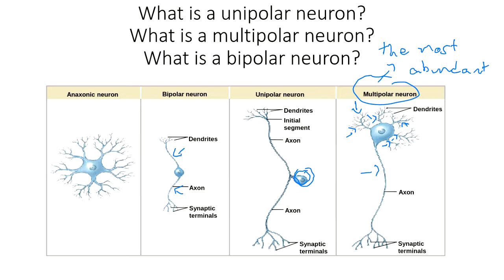Now, the anaxonic neuron is not so common. It literally just has no axon. It's just there to receive sensory information.